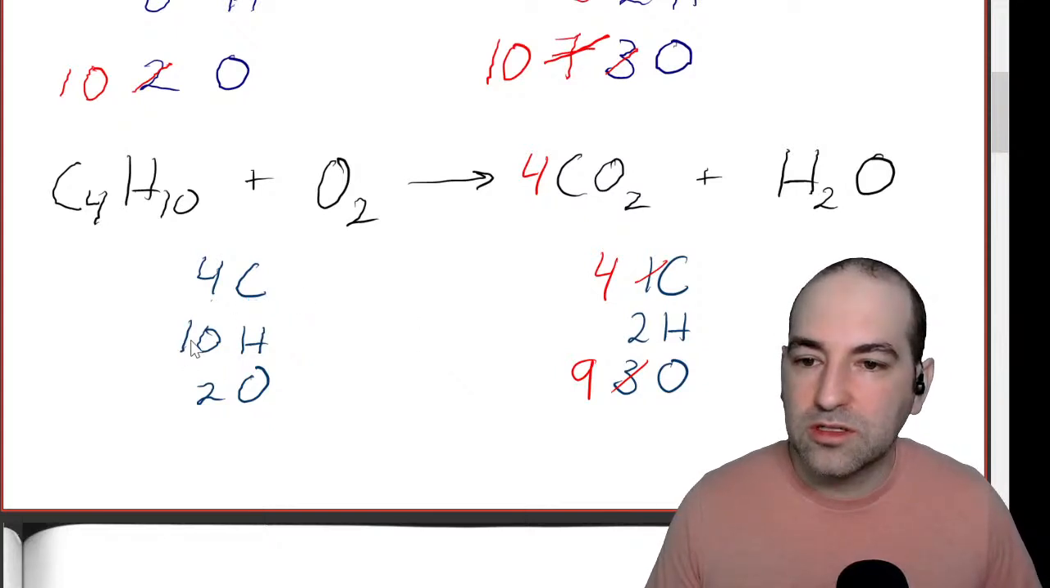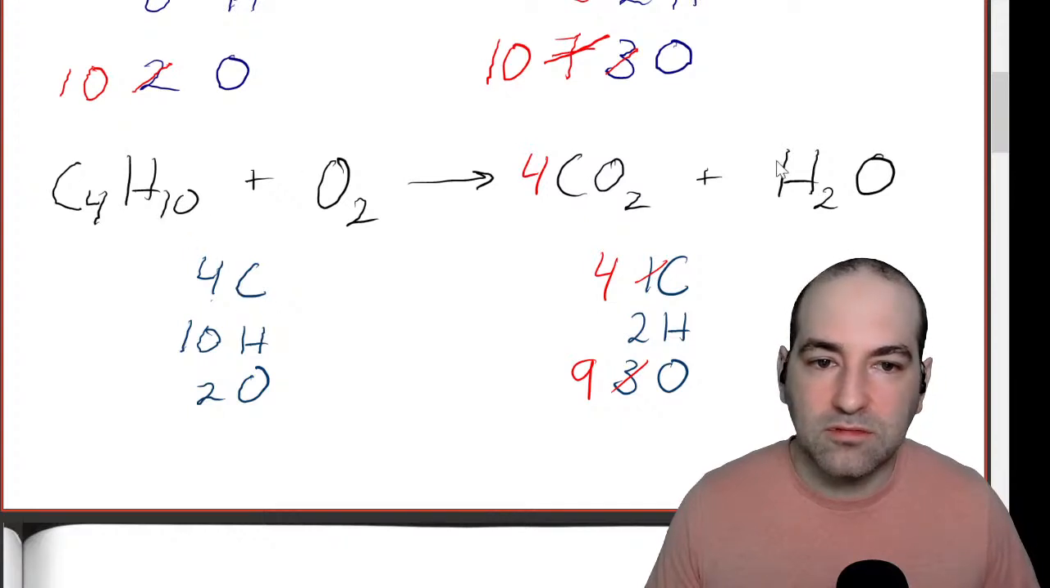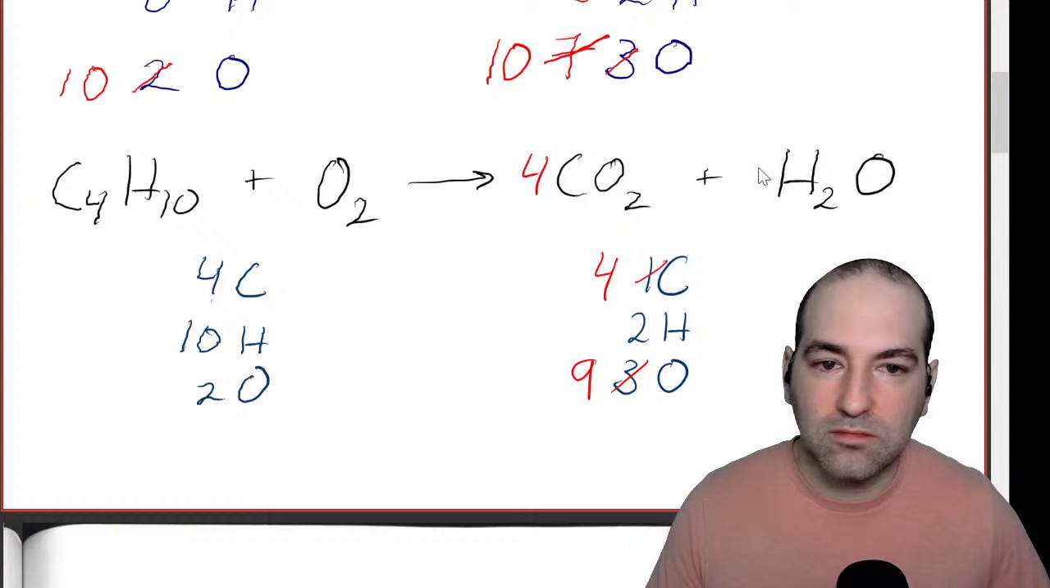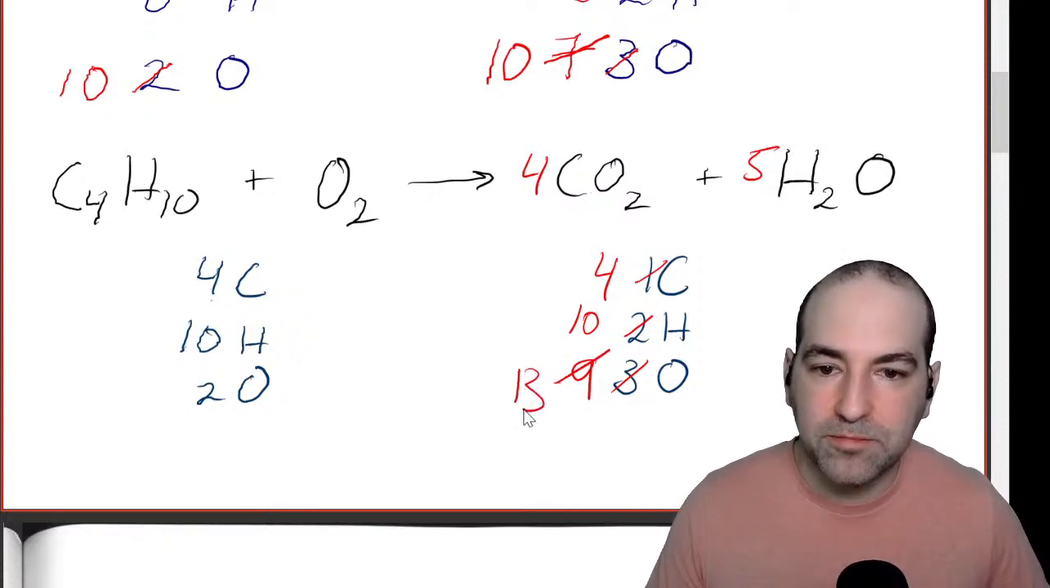For the hydrogens, we've got 10 on the left, 2 on the right. So we'll put a 5 here. That also changes our oxygen. Now we have 8 plus 5 is 13.